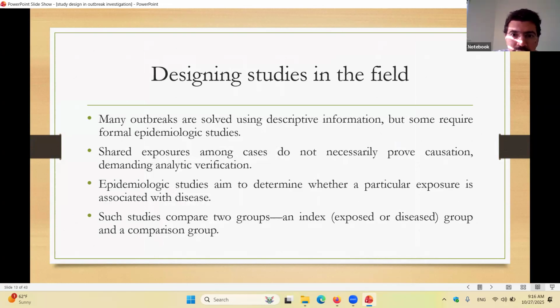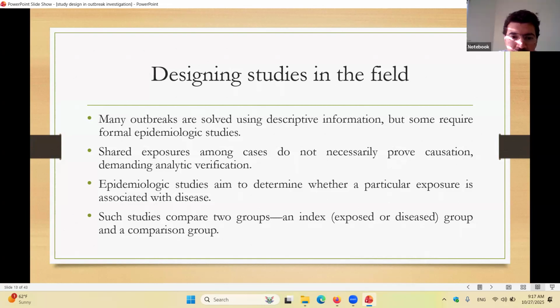About designing studies in the field. Many outbreaks are solved using descriptive information, but some require formal epidemiologic studies. That means analytical studies. And shared exposures among cases do not necessarily prove causation and demand analytic verification. Epidemiologic studies aim to determine whether a particular exposure is associated with a disease.